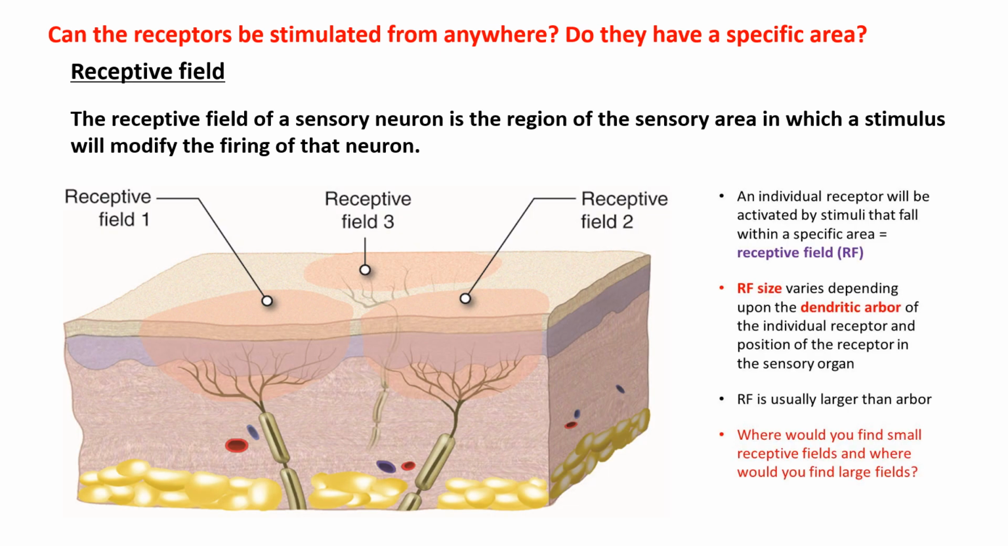And this diagram captures what I've just mentioned. If you can see the receptors, and you can see their receptive fields. So you have receptive field 1 for this receptor, receptive field 2, receptive field 3. An individual receptor will be activated by stimuli that fall within a specific area, within its own receptive field. But the size of this receptive field varies depending upon the dendritic arborization of the individual receptor and the position of the receptor in the sensory organ. So the receptive field for receptors can vary.